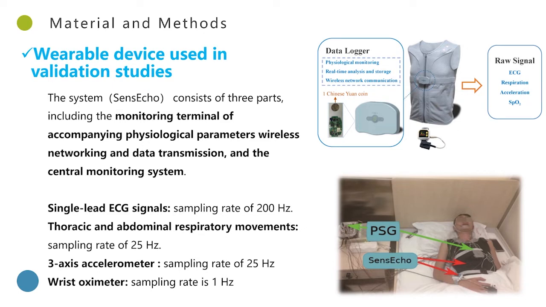SensEcho also has a three-axis accelerometer that is integrated into a data acquisition unit to capture posture and motility information. The sampling rate is 25 Hz. Additionally, a vest oximeter communicates with SensEcho via Bluetooth, whose sampling rate is 1 Hz.